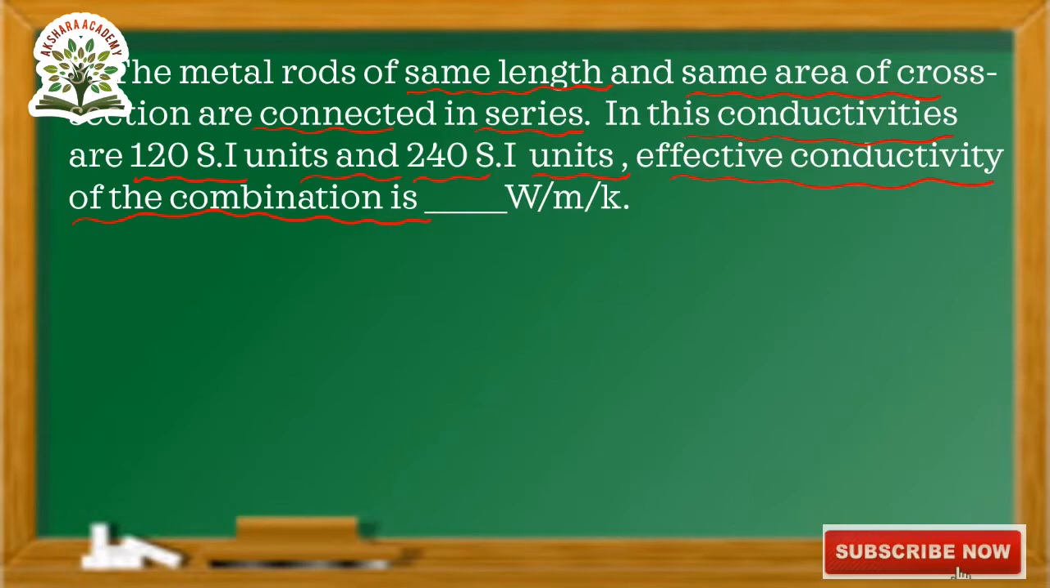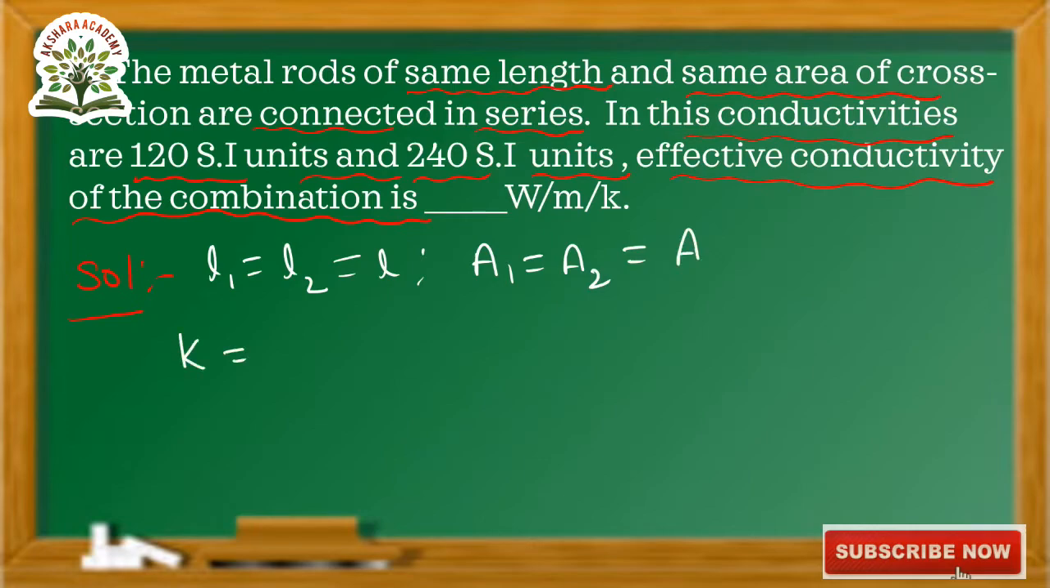So here let us come to the solution. L1 is equal to L2 is equal to L. Why? Because same length, same area of cross section. So A1 is equal to A2 is equal to A. In series, when the two rods are connected here, K is equal to K1 K2 by K1 plus K2. This is K1.